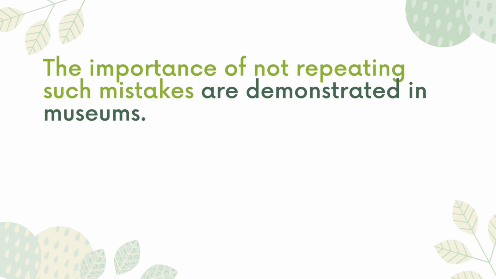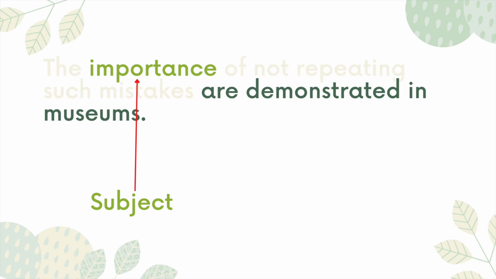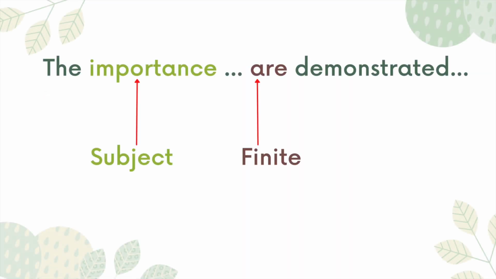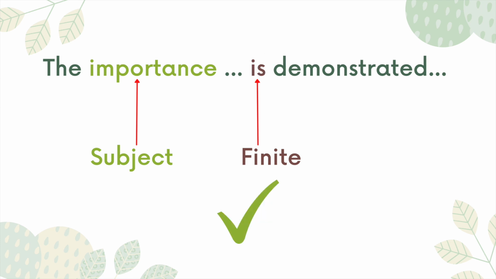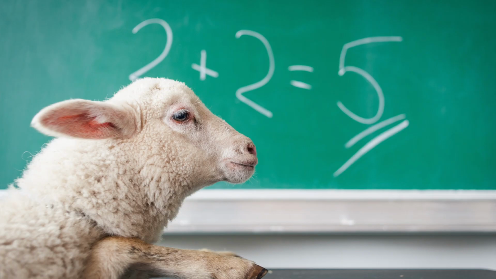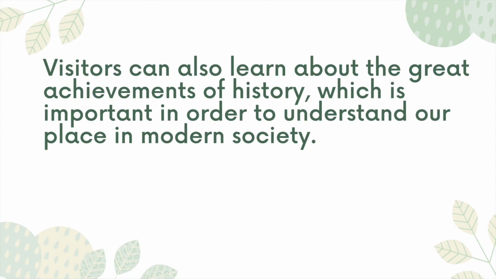Since the subject of the sentence is a complex noun group, it is easy to forget that the main noun is importance and not mistakes. Since importance is a singular noun, the finite has to be is rather than are. It is also common for people to make mistakes with relative clauses. Can you spot the error this time?